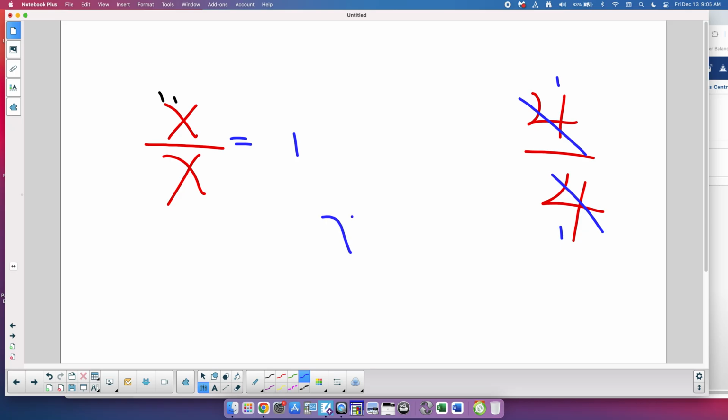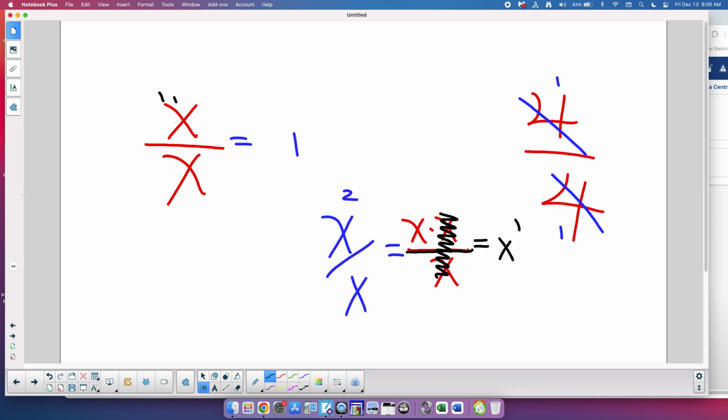But what if I go x squared over x? They're not the same number, but if you look at it, this is really x times x over x. Okay, what do you notice? This x divided by this x would cancel out. What's the answer? X. X to the first, right?